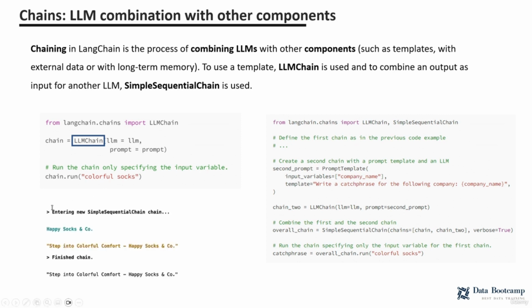Finally, if we execute this code, we will get the result of the first prompt, which is to get the company name, Happy Socks & Co., and then the second prompt will automatically be launched, giving us a short phrase for that same company along with the new company name. So, the result will be "step into colorful comfort" followed by the proposed company name. The first part comes from the result of the first command, and the second part comes from the result of the second command chained with the first.